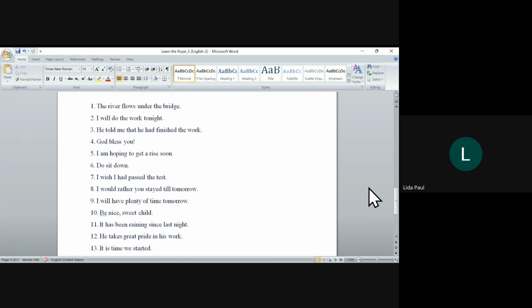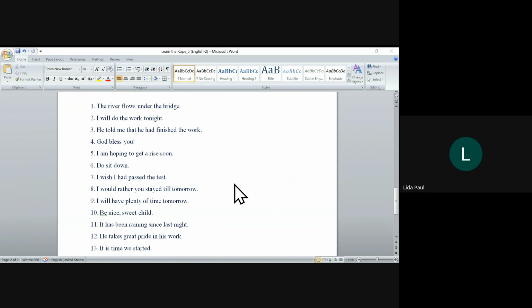The river flows under the bridge. Just tell me the mood: indicative, subjunctive, or imperative. Indicative. Right. This is an indicative one because do you get any idea of a command or request or wish or anything here? Nothing. It's a plain statement, a factual statement, a normal, simple declarative statement. So indicative mood.